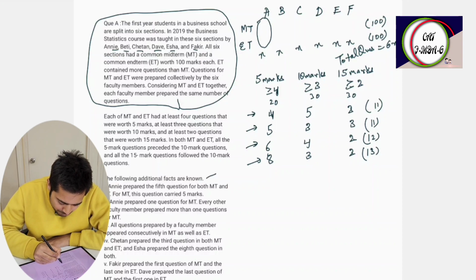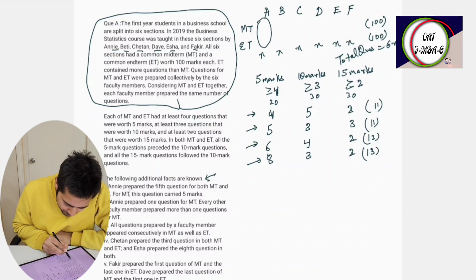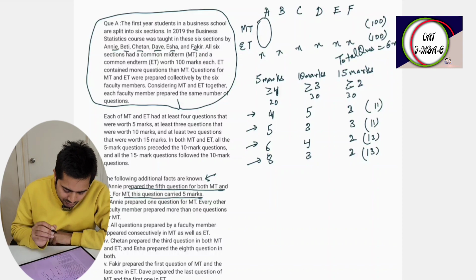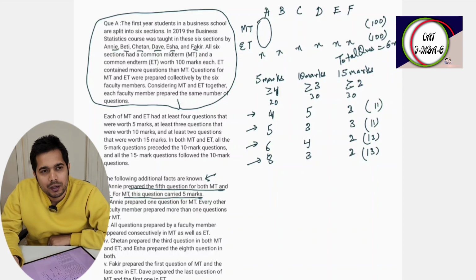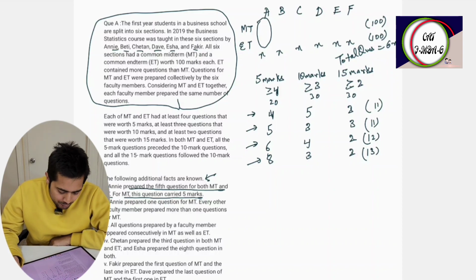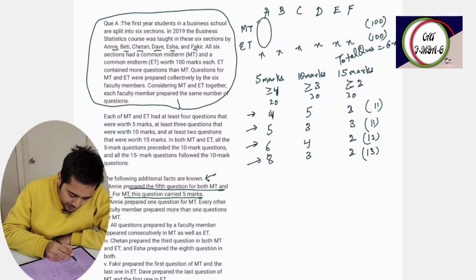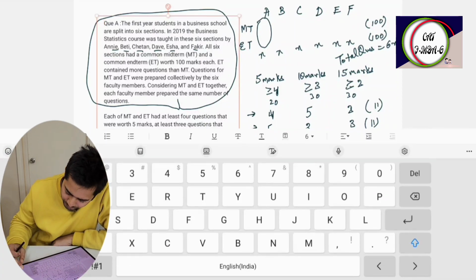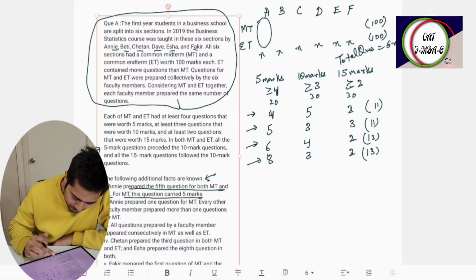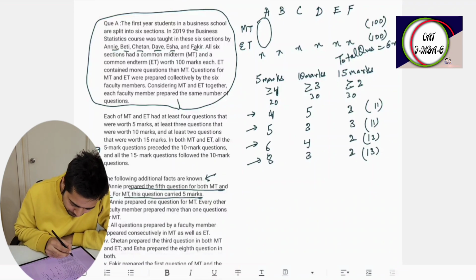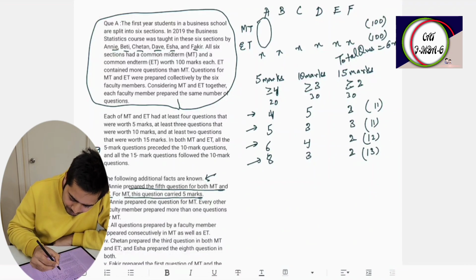Now following additional facts are known. Annie prepared the fifth question for both MT and ET. For MT, this question carried 5 marks. Now this is a very important point. It means that we also know from this point that the first 5 marks questions are there.